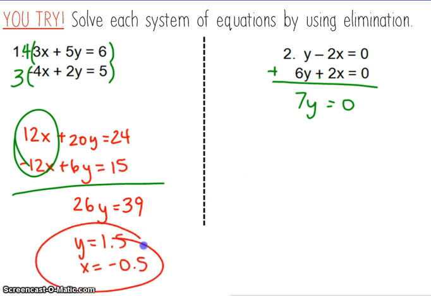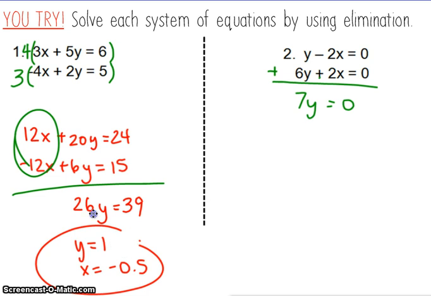In case you did problem number 2, just to make sure you were right, the answer here is actually 0, 0.